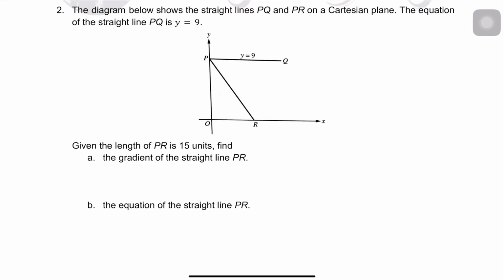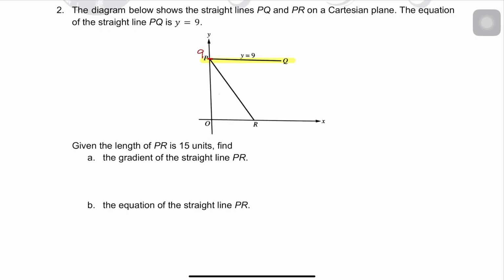Okay, moving on to question 2. The diagram below shows the straight lines PQ and PR on the Cartesian plane, and the equation for the straight line PQ is y equals 9, and it is given here. And you have to remember, if you are given y equals 9, it means your point is attached to 9 at your y-axis, right?